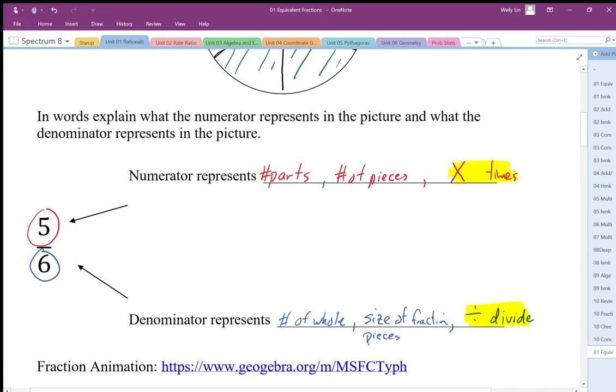So we could take a look at some animations here to get a sense of what we're talking about when we talk about fractions.